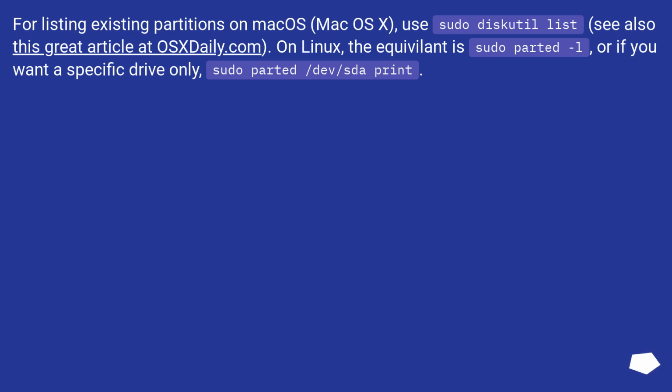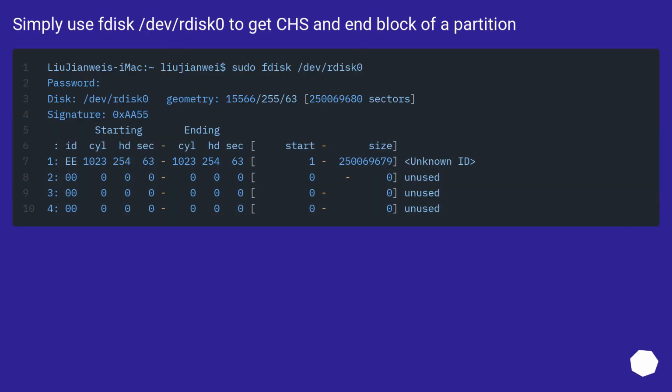For listing existing partitions on macOS, Mac OS X, use sudo diskutil list, see also this great article at osxdaily.com. On Linux, the equivalent is sudo parted -l, or if you want a specific drive only, sudo parted /dev/sda print. Simply use fdisk /dev/disk0 to get CHS and end block of a partition.